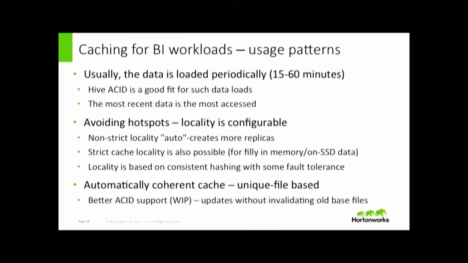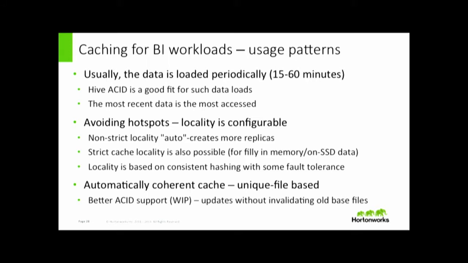So, the usage patterns for BI. Something I should mention for the cache, also, for SSD cache, is that if you have configurable locality, you can have strict locality where the fragments will try to go to the place where the data is in the cache, based on consistent hashing with some secret sauce on top for fault tolerance. That is good when you expect a lot of benefit from cache, like SSD.